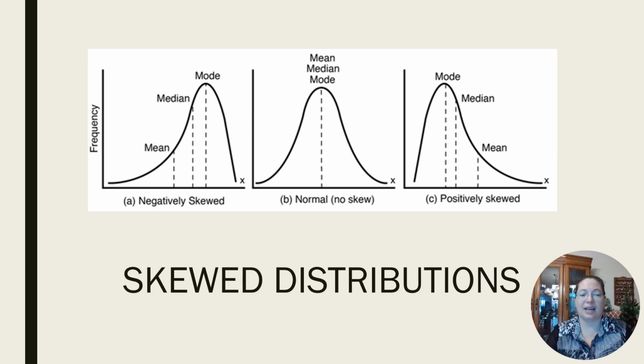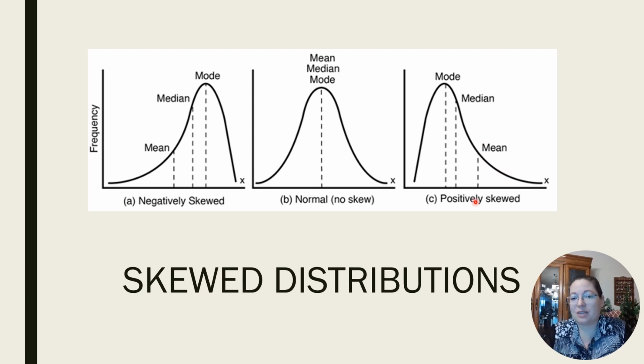Another way of looking at it is to consider what the mean, median, and mode are doing. So with a negatively skewed distribution, your mean is always going to be your smallest value. The median is going to be slightly larger, and then the mode is going to be highest. With a normal distribution, as I mentioned, they're all the same. With the positively skewed distribution, your mean is going to be higher than the median and the mode.